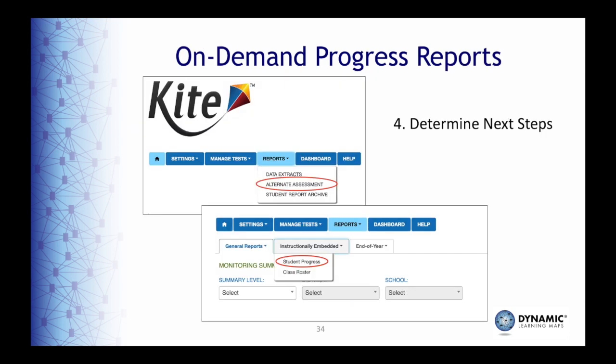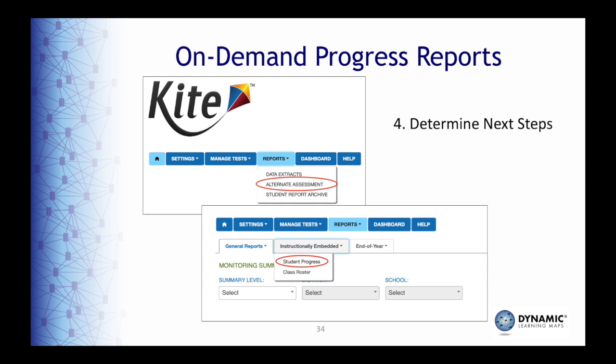On-demand progress reports are available in Educator Portal for instructionally embedded assessments taken. They are accessed by selecting Alternate Assessment under the Reports tab, then Student Progress under the Instructionally Embedded tab. Notice a class roster report is also available.